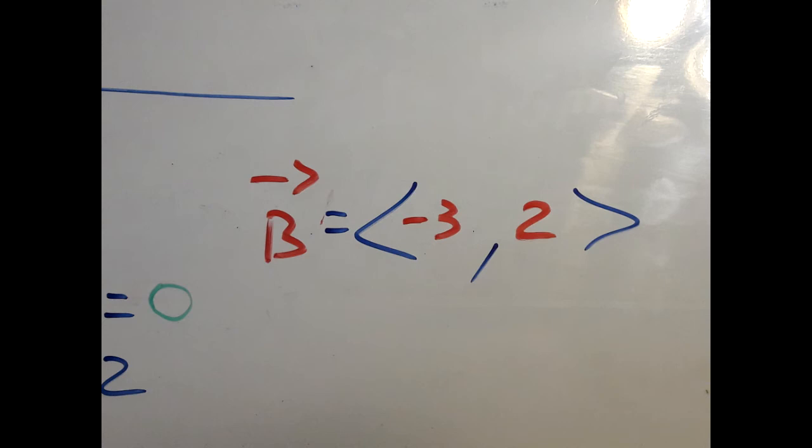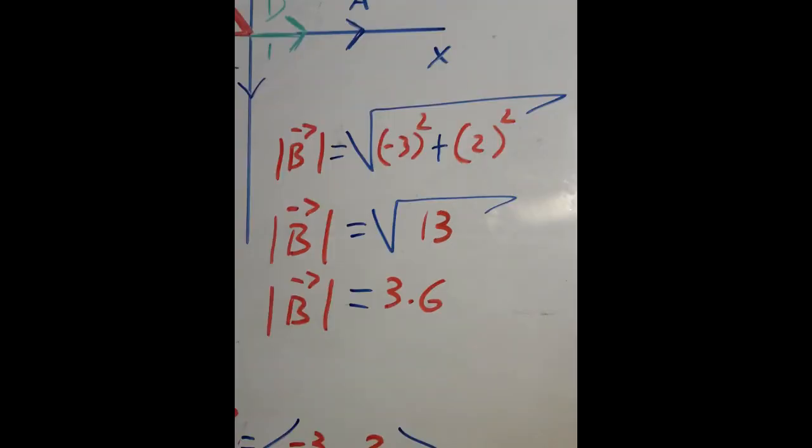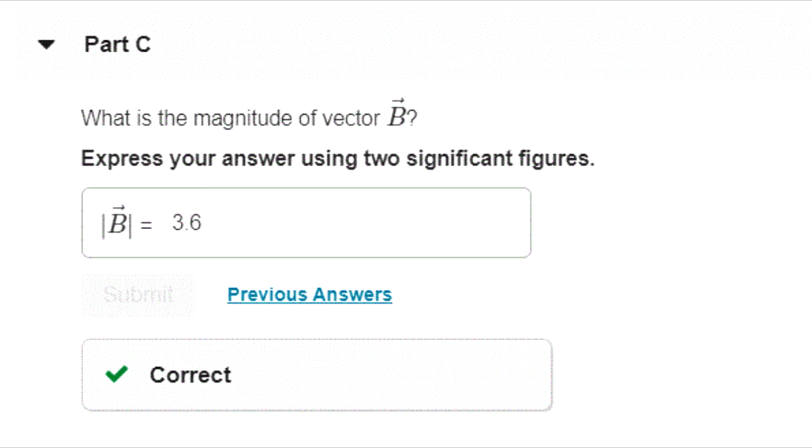After that, I have both components of B. I can find the magnitude. I take the square root of the first term squared plus the second term squared. That means the square root of negative 3 squared plus 2 squared, and I'm going to get the square root of 13. If I use my calculator, I can get that the magnitude of B is 3.6.